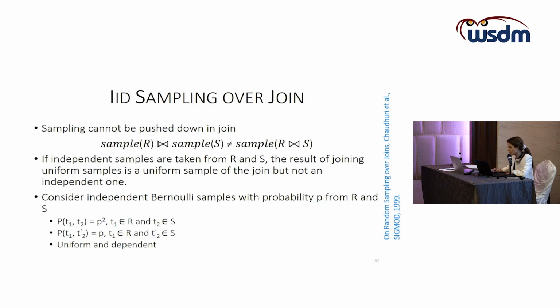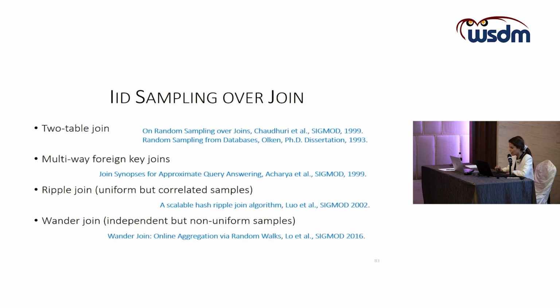So a simple Bernoulli sampling and then joining the samples is not going to give us IID sampling. In the literature, since the 90s, there are different ways of solving this problem. The problem has been specifically studied for two-table joins. Then a special case of the problem that considers multi-way joins, but just the kind of joins that are primary key and foreign key, was studied.